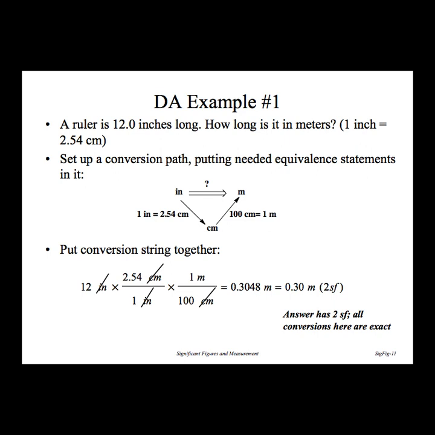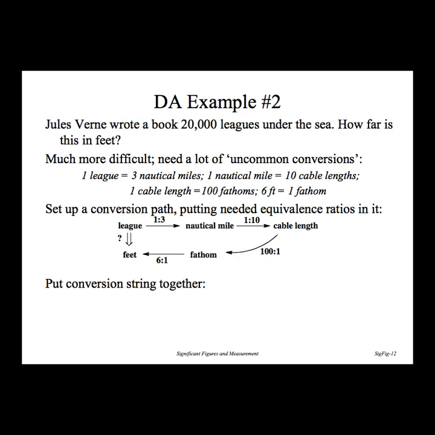So let's put the whole string together. This is shown on the next slide. Now, once again, some people might find it easiest to simply take 20,000 leagues, convert that to nautical miles. Then take that answer, convert the nautical miles to cable lengths. Take that answer, convert the cable lengths to fathoms. And then finally take the fathoms and convert it to feet. I put them all together in one string.